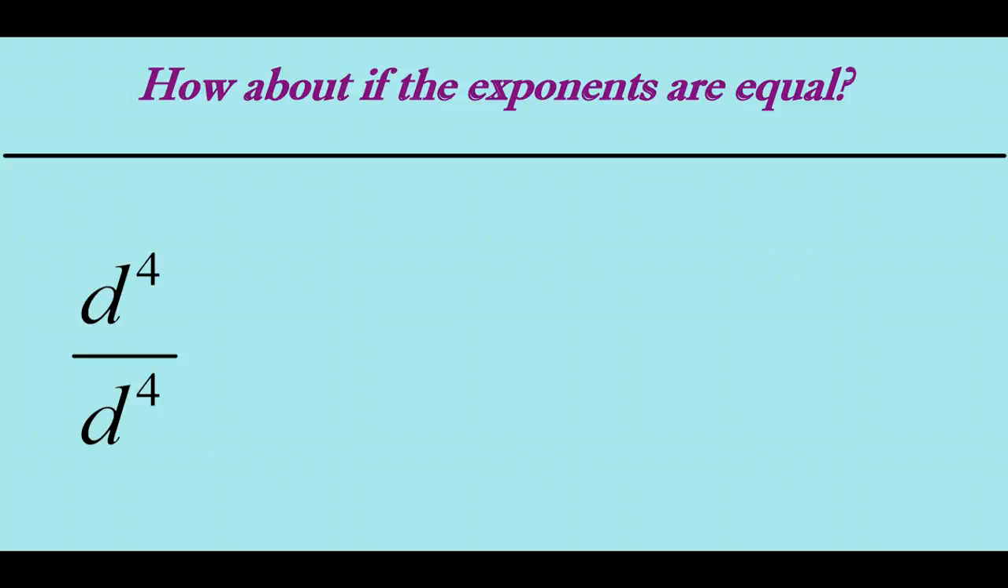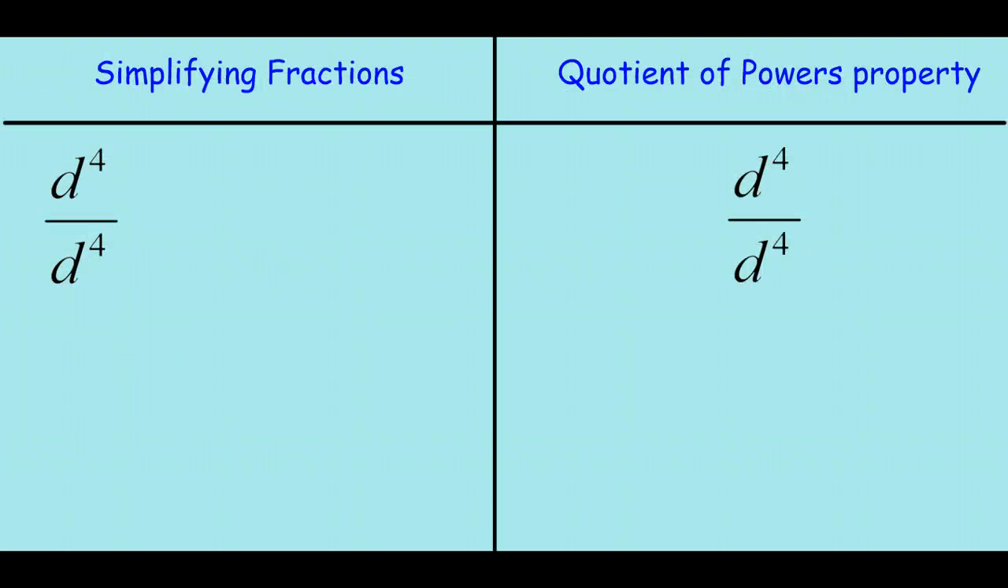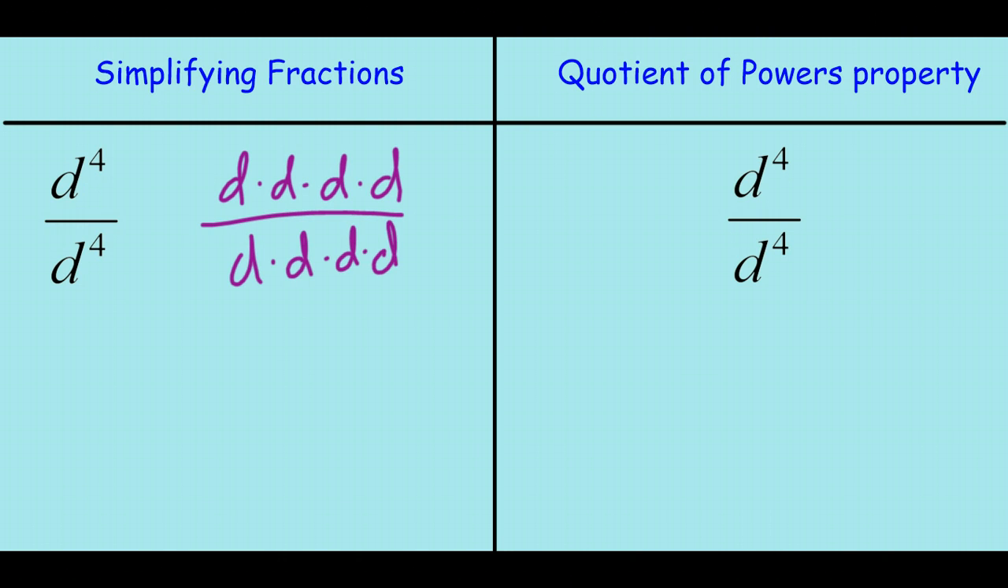Well, there are two different ways to look at this. First, we have simplifying fractions. This is d times d times d times d over d times d times d times d. As you can see, each of our sets of d's can cancel until we have nothing left. But because this is multiplication, when we have nothing left, we actually have a 1 over 1, which is the same as 1. So d to the fourth divided by d to the fourth is 1.